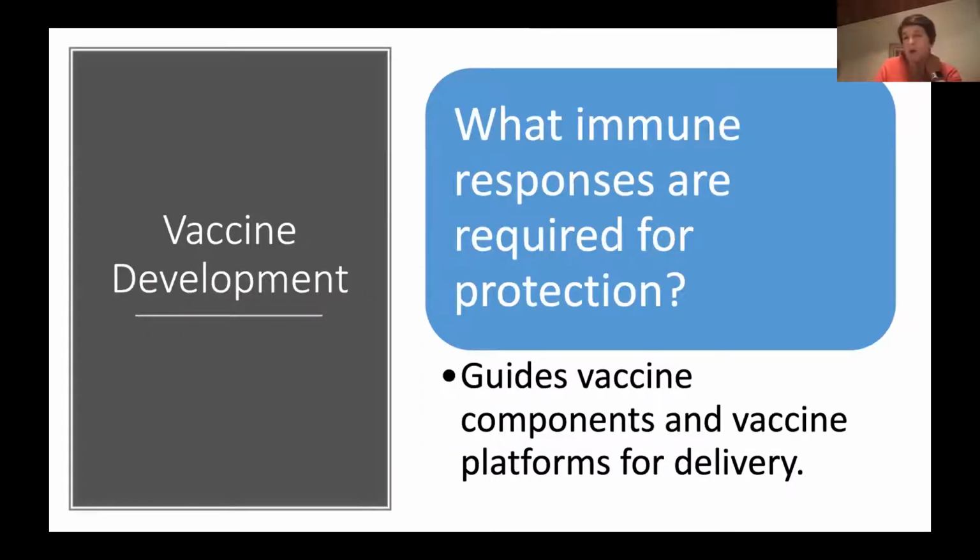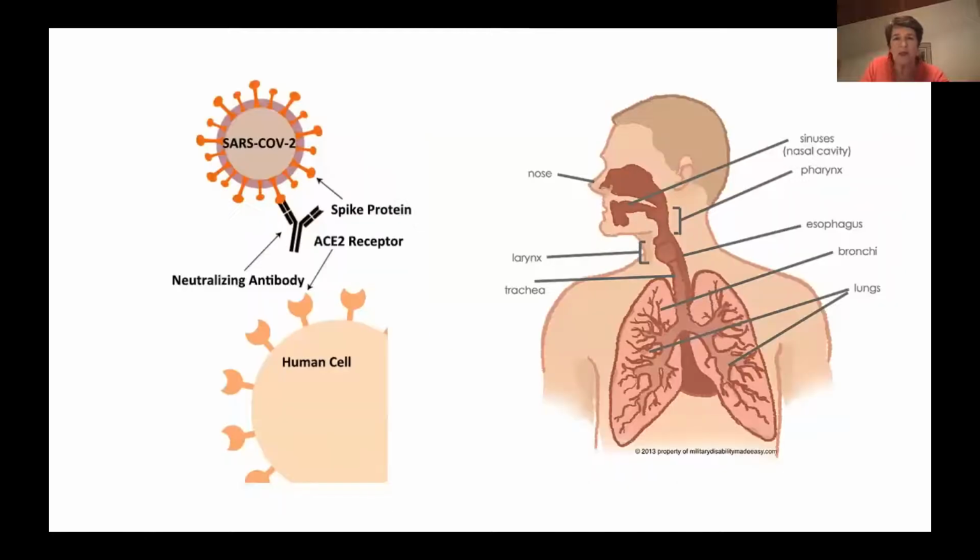Well, we've asked the question for many years in our laboratory, what immune responses are required for protection from this organism? One of the reasons we ask these questions is that the answers guide vaccine components and vaccine platforms that we want to use in the clinic. An example, which everybody's learned about, is SARS. Probably lay people know more about vaccine development after the SARS epidemic than we've known for many, many years, which is a wonderful thing despite this pandemic.